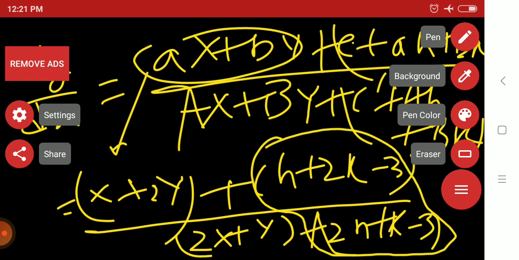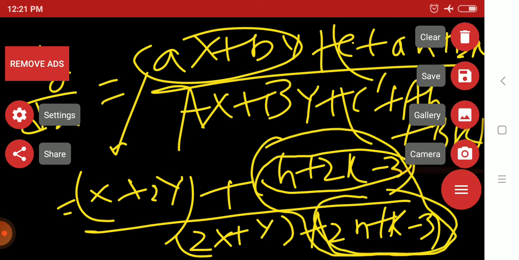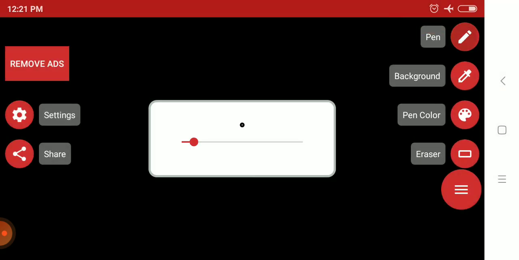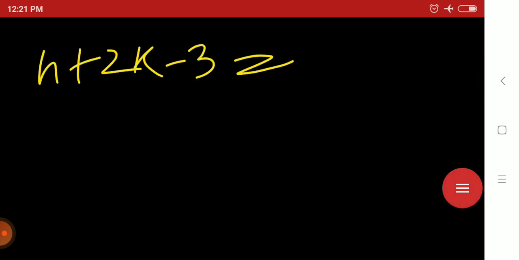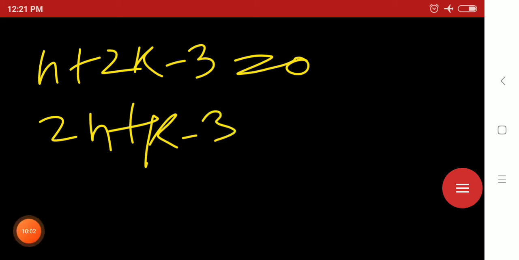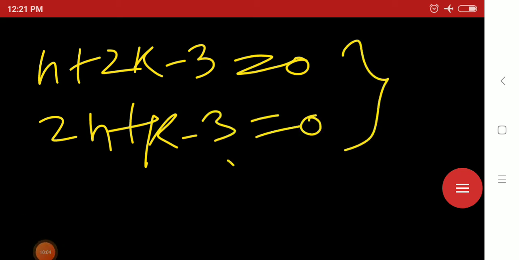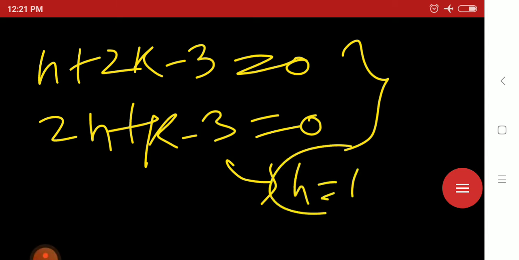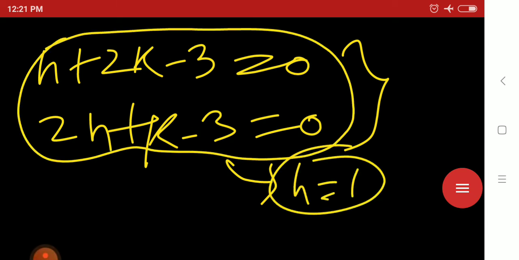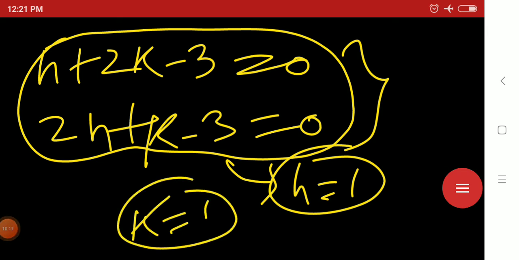Third step is to put this part equal to 0 and put this part equal to 0. So doing this part equal to 0, what you will get? You will get h plus 2k minus 3 equals 0, and you are getting 2h plus k minus 3 equals 0. So by solving it, you will get h equals 1. This equation, I hope you can solve. h equals 1, k equals 1. By solving it, you will get.